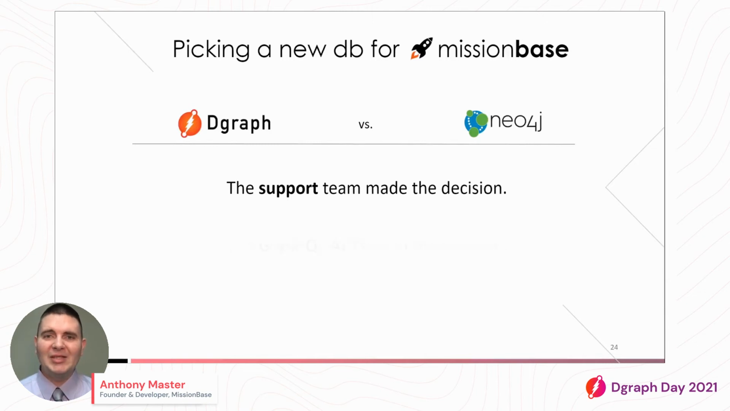So support made the decision, but the GraphQL API sealed the decision. With Neo4j or most any other graph database solution, we would still need to write the resolvers for the GraphQL API layer. Dgraph took the GraphQL API layer and put it into the core of Dgraph itself. There was no longer a need to write resolvers just to do the basic CRUD operations.